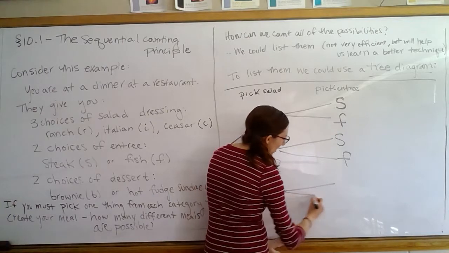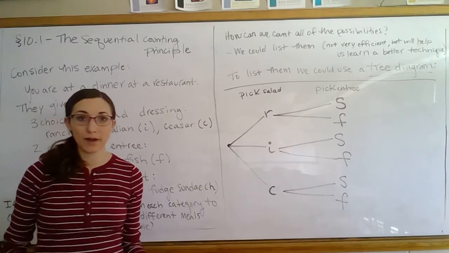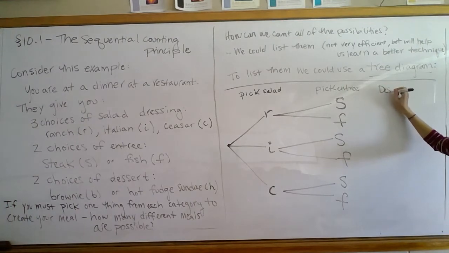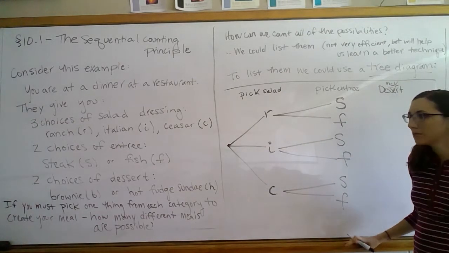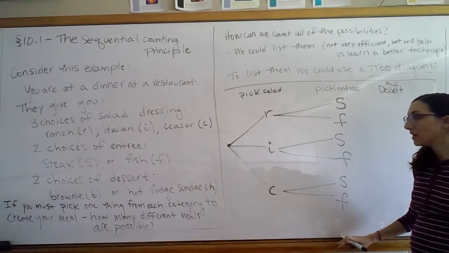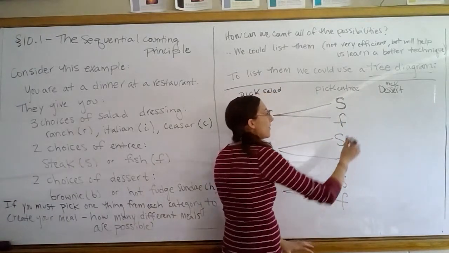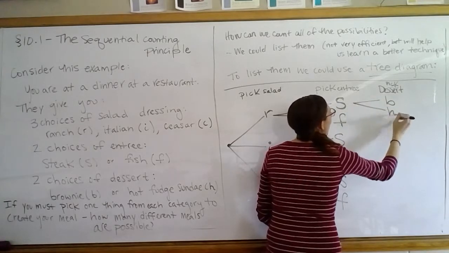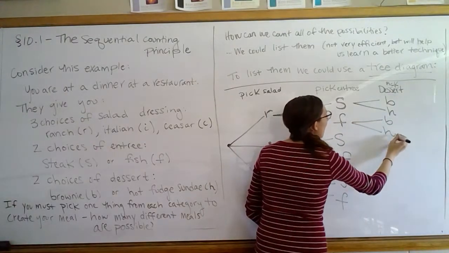So then we can think about, what comes next? Once we've picked an entree, then what do I do? Well, then I have to pick dessert. So when we pick a dessert, what are our options? For any salad and any entree I chose, I've got 2 options. I can choose a brownie or I can choose a hot fudge sundae. So off of this top steak, I can do brownie or hot fudge. And then off of fish, I can do brownie or hot fudge.